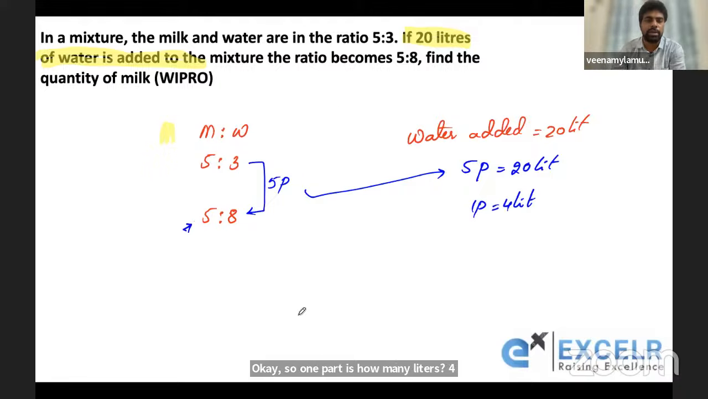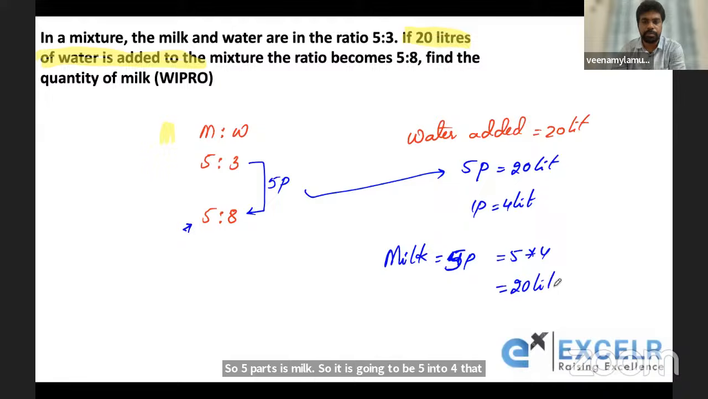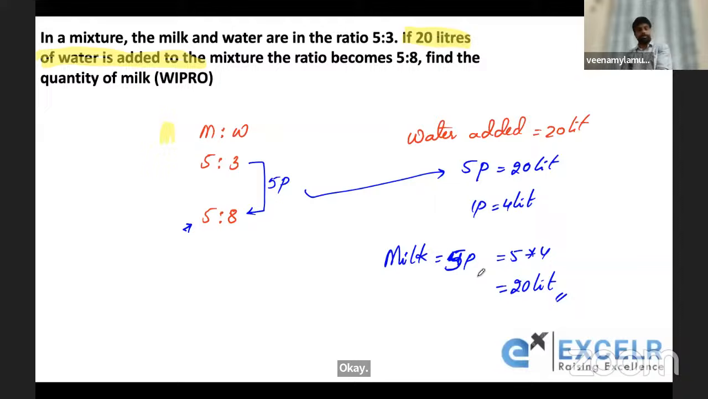Milk is always how many parts? 5 parts. So 5 parts is milk. So it is going to be 5 into 4, that is 20 liters. That's it. 20 liters is our answer.